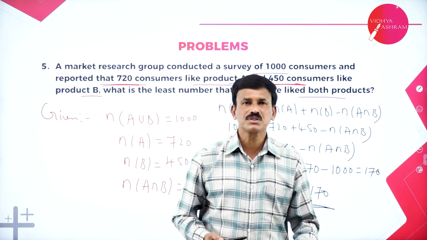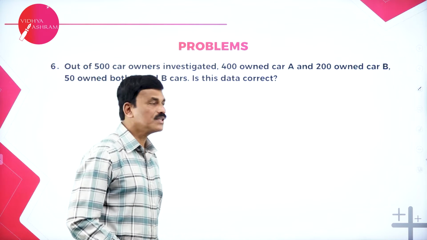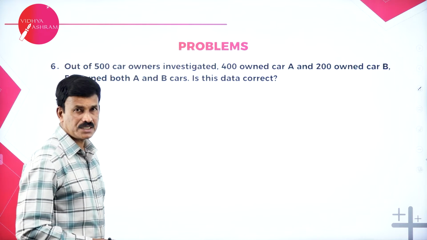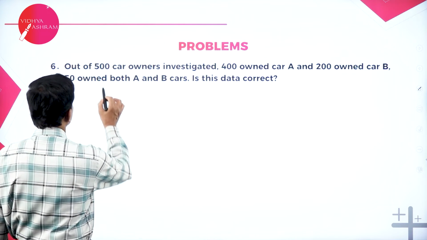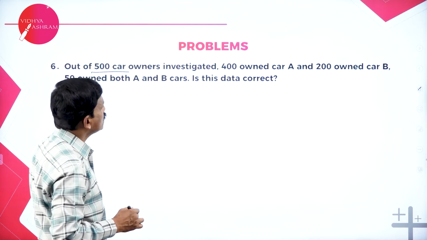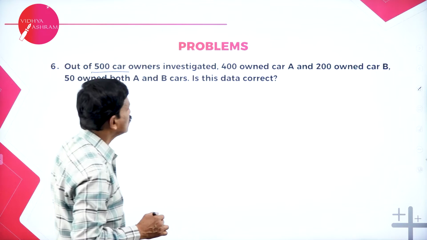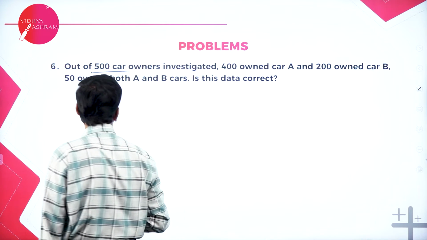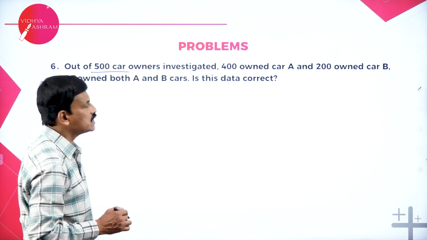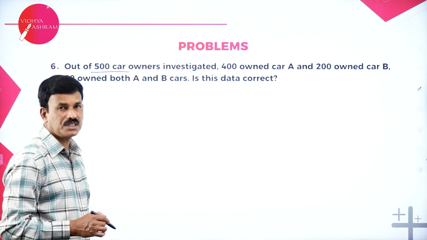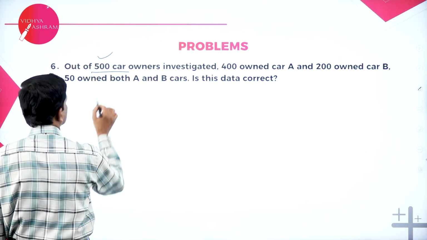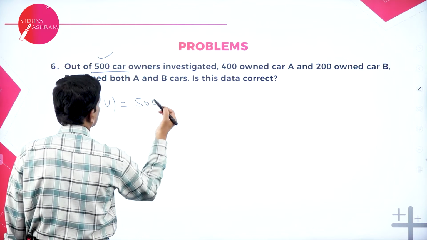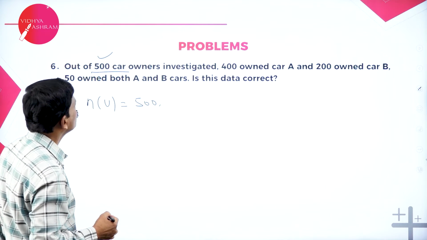That's it. Now, let us come to the next problem. Now, what is the problem given here? Out of 500 car owners investigated, 400 own car A and 200 own car B and 50 own both A and B cars. Is this data correct? We have to check whether the given data is correct. Let U represent the owners investigated. Therefore, n of U is equal to 500.